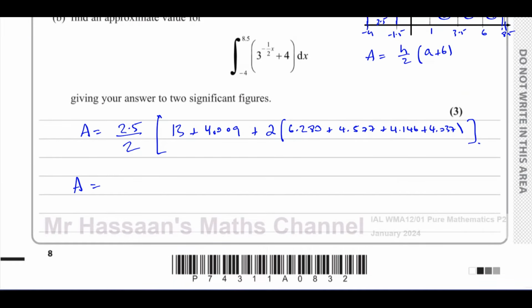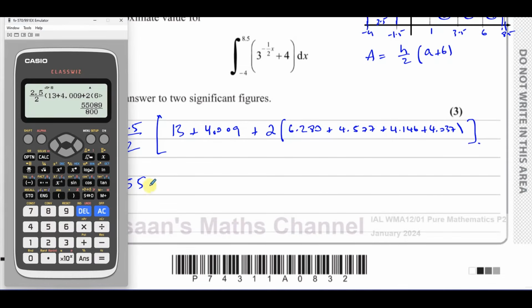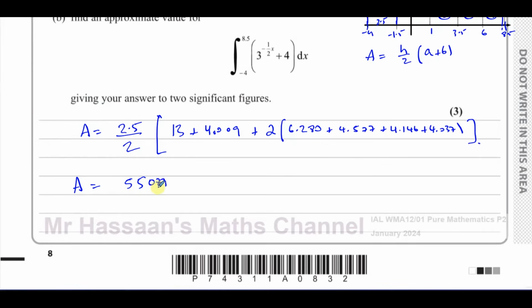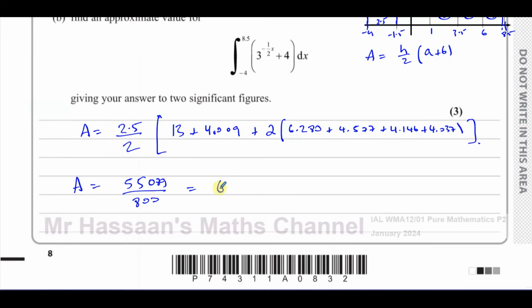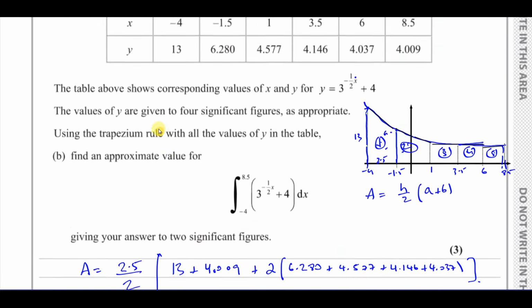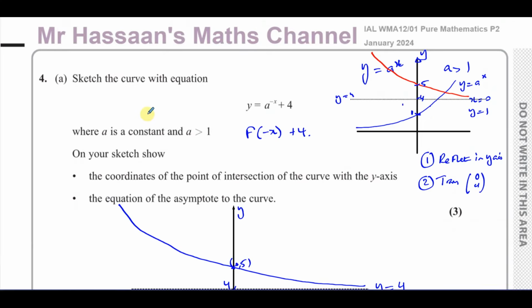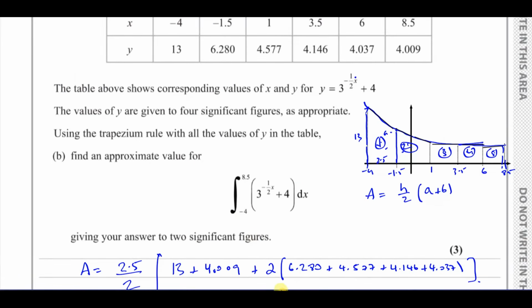decimal first. Okay, which is 55,089 over 800. Okay, and we have to round it to 2 significant figures. So that gives me 68.86125, but they want 2 significant figures. So that's going to be 69 square units. So that's the answer to part B of question number 4, which is all about the trapezium rule.